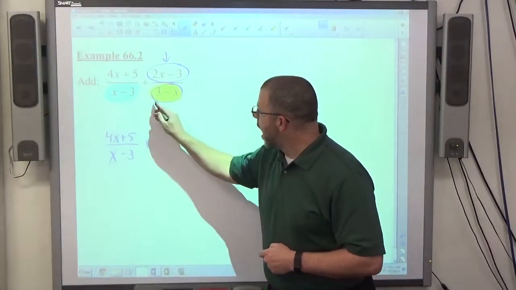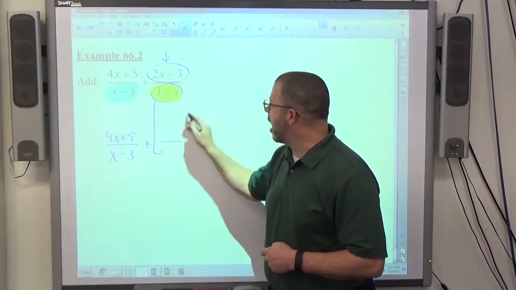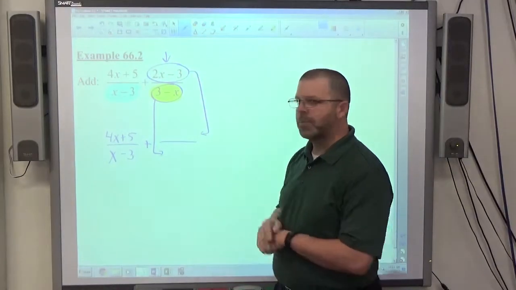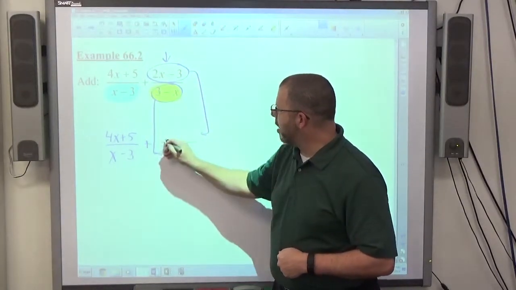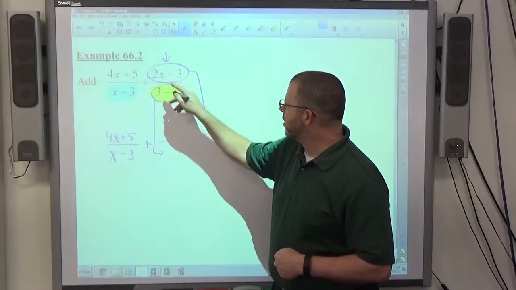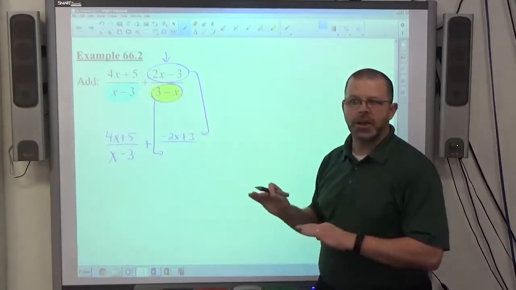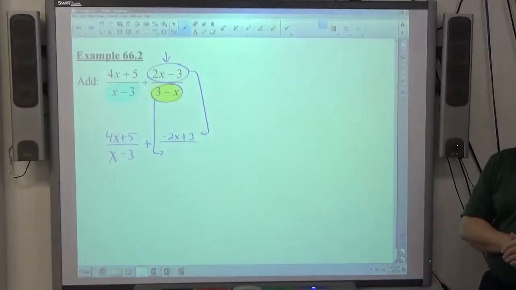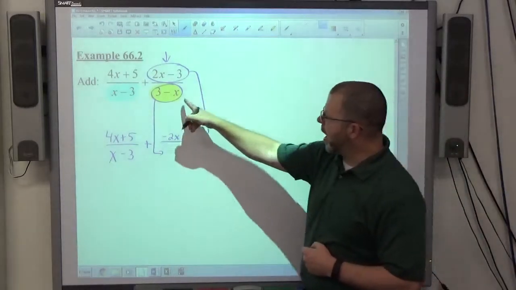All right, so I'm going to change 3 minus x to opposites. I'm going to change 2x minus 3 to opposites. So 2x is positive, now it's negative. 3 is negative, now it's positive. So all the top signs change to their opposites. On the bottom, I want x to become positive, 3 to become negative.